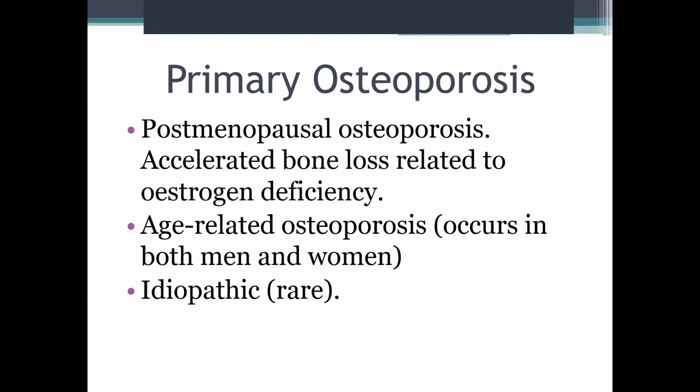So primary osteoporosis is usually a postmenopausal osteoporosis. This is what we see in women after menopause due to loss of the protective effect of estrogen. So they have accelerated bone loss following menopause. Age-related osteoporosis may occur in both men and women. Unfortunately, after menopause, it's accelerated in women. In men, it's more common after the age of 70. If you cannot identify a cause, it's idiopathic, but this is very rare.